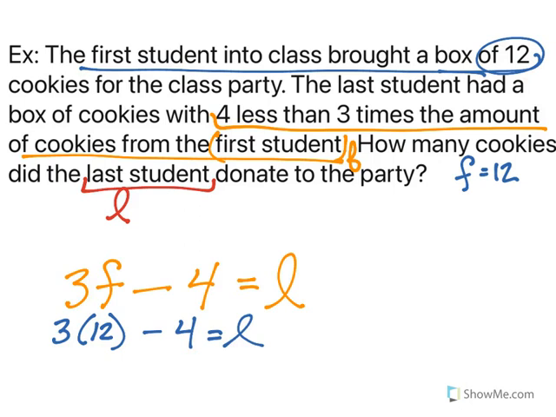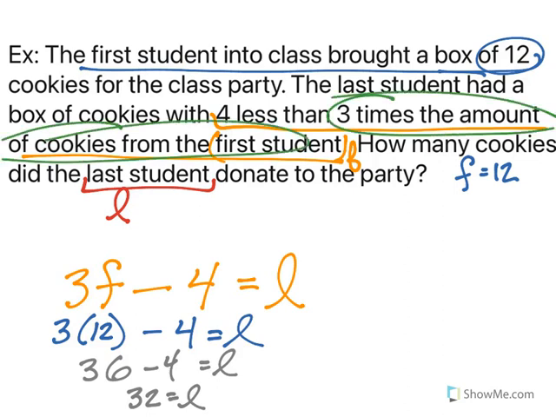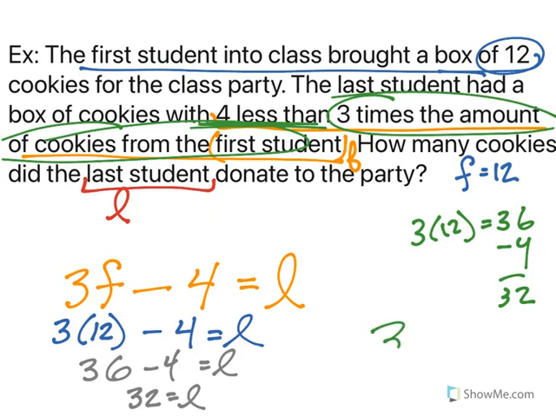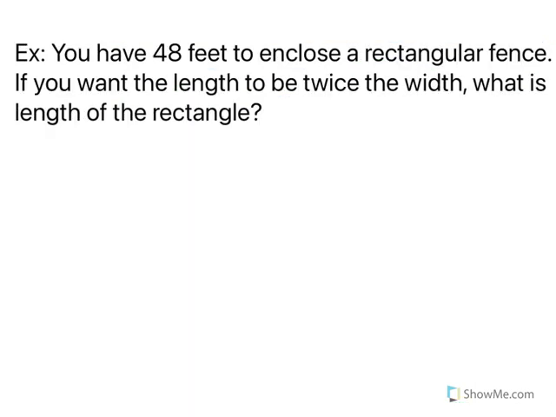And we simplify. 3 times 12 is 36. 36 minus 4 is 32. So, now we're going to check our answer. So let's kind of do it this way here. If I take 3 times the amount of cookies for the first student, so that's 3 times 12, that's 36, and then 4 less than that, well, that's 32. Yep, so that makes sense, right? Thinking through it from what if I know some pieces. So the answer is 32 cookies for the last student who came into the room.